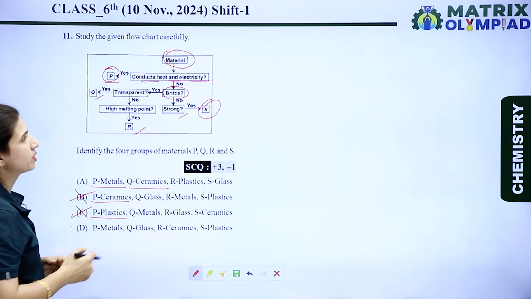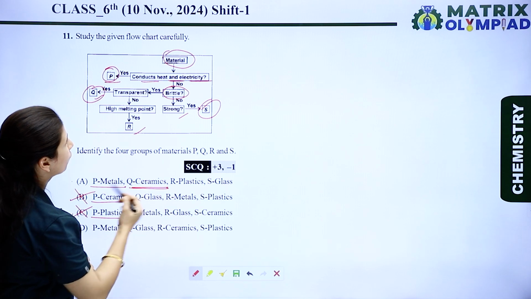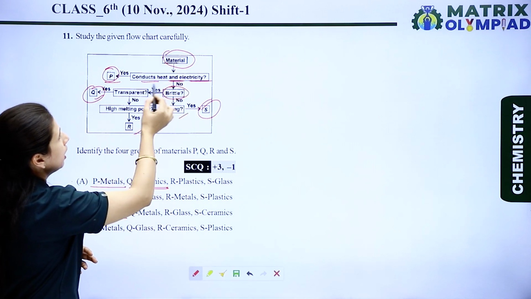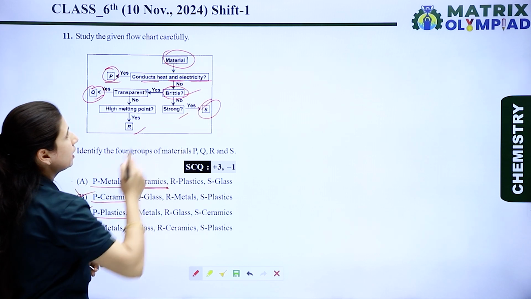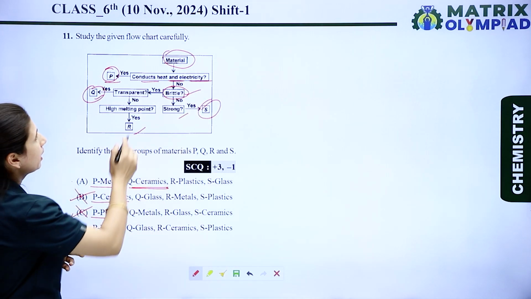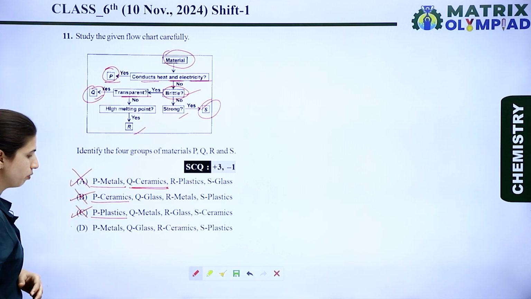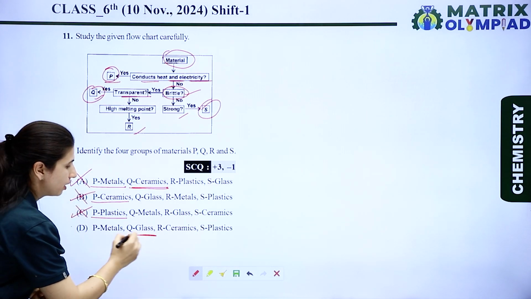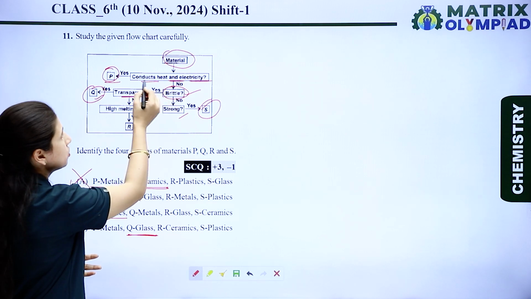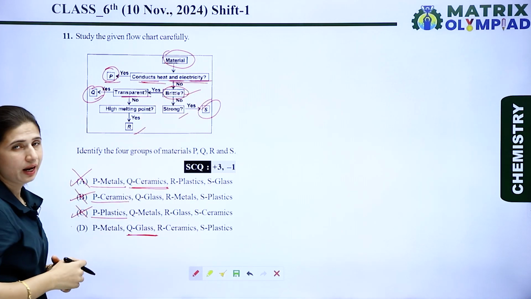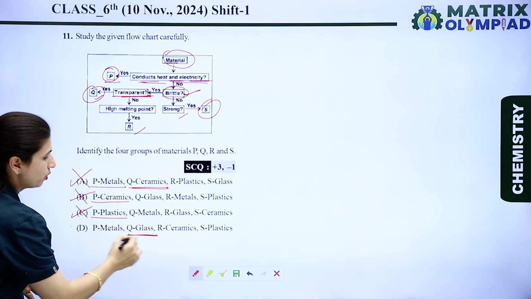Q is ceramics. If Q is ceramic, Q does not conduct heat and electricity, and it is brittle in nature but it is not transparent. So this is also a wrong option. Now the next one: Q is glass. Yes, glass does not conduct heat and electricity, it is brittle in nature and it is transparent. So Q is right.